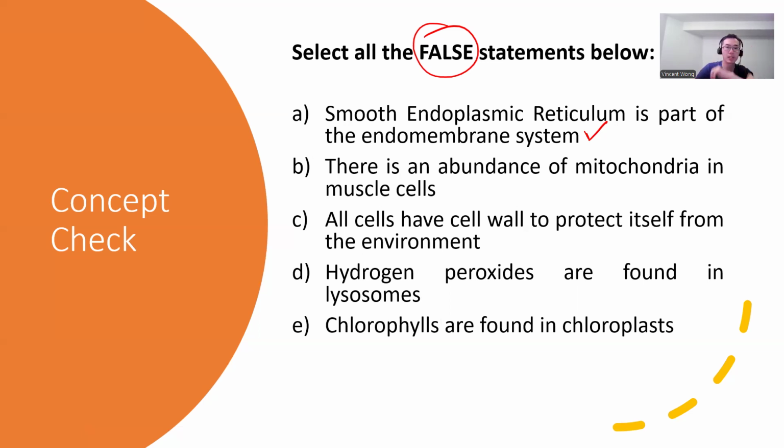There is an abundance of mitochondria in muscle cells. That is true. Abundance means a lot of them. Muscle cells need a lot of energy to produce movement, so it's not surprising they have a lot of mitochondria. All cells have a cell wall to protect itself from the environment. No, that is not true. We animal cells don't have cell walls. Hydrogen peroxide is found in lysosomes. That is also incorrect. It is found in the peroxisome.